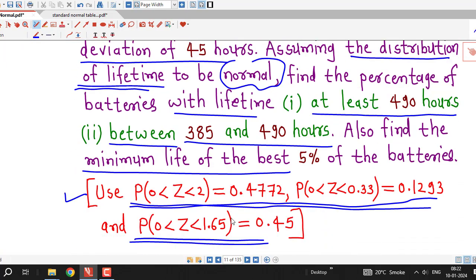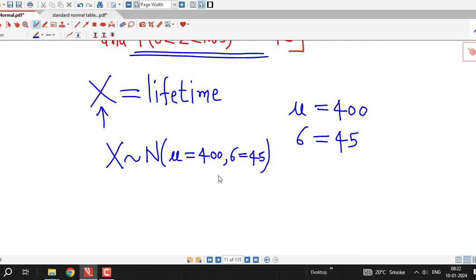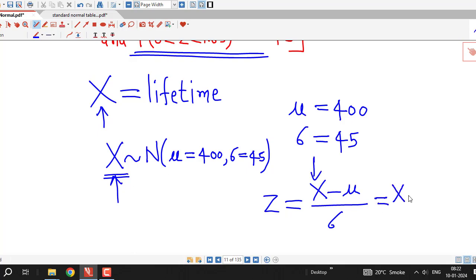Now if we have normal distribution, then to find out the probabilities related to this normal distribution, we use the standard normal random variable which we define as z equal to x minus mu over sigma, where x is a normal random variable. So here our mean is 400 and standard deviation is 45. And we know that this standard normal random variable has mean 0 and standard deviation 1.